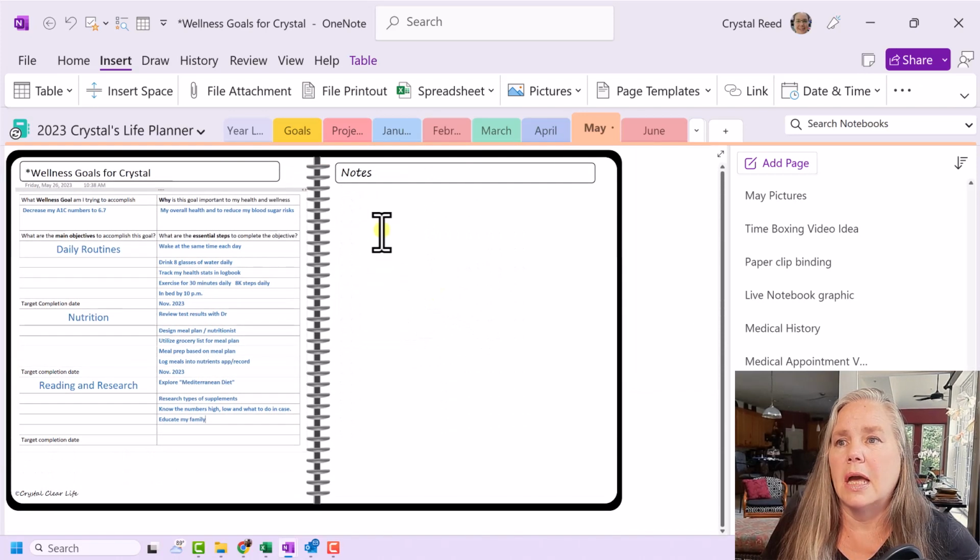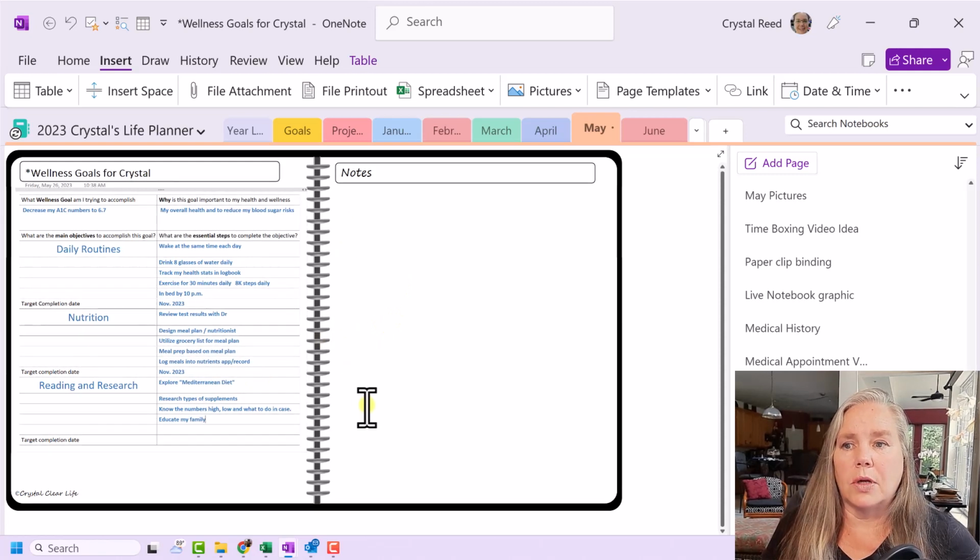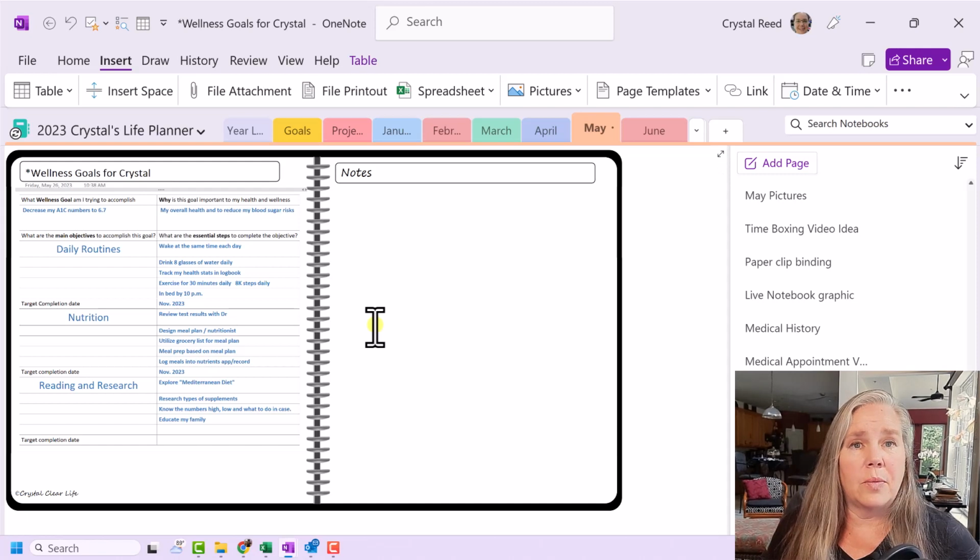And so then I have on the other side of this page, as I scroll back out for you to see, I just have a notes section here. So maybe as I'm researching, I want to put some of my notes here. Maybe if I find a different app that I want to try instead of MyFitnessPal, I could put that information here, okay? And for each goal that I set up for my health and wellness or my medical things, I will create a new page.